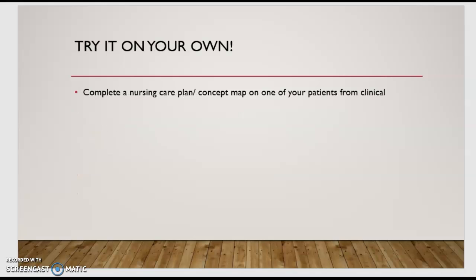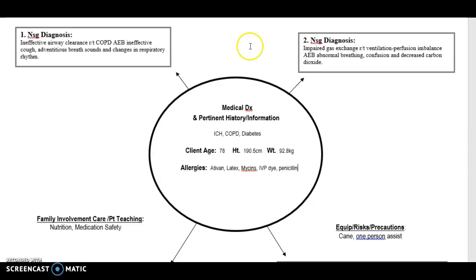Okay, so now it's time to try it on your own, and I'm going to go over what the format looks like that we are using in clinical. Here we have the end of the database. This is your concept map. As you can see, we have the patient information here in the middle. Their medical diagnoses are intracranial hypertension, COPD, and diabetes. Three potentially very serious diagnoses. They have their allergies listed as well, their height and weight, and their age.